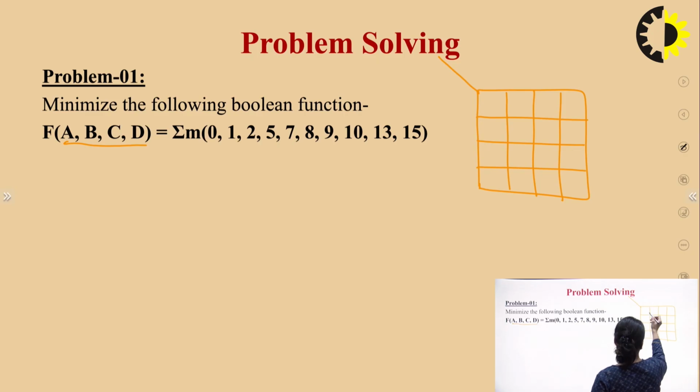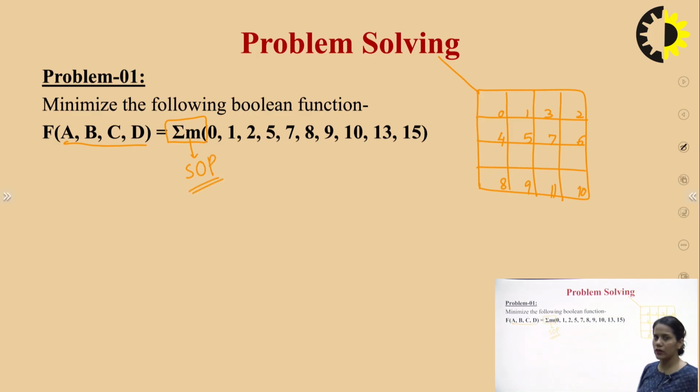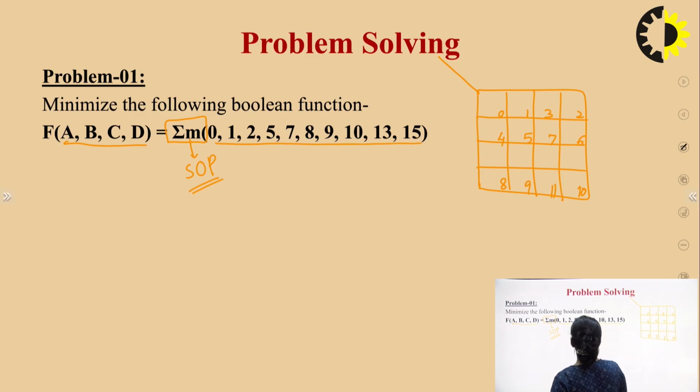So how will you number the K-map? 0, 1, 2, 3, 4, 5, 6, 7, 8, 9, 10 and 11. This sigma m indicates that this is a type of sum of products form. Okay, so the final expression you will get will be in the sum of products form. And you will fill these places denoted by these numbers. So this is the way of numbering any K-map.